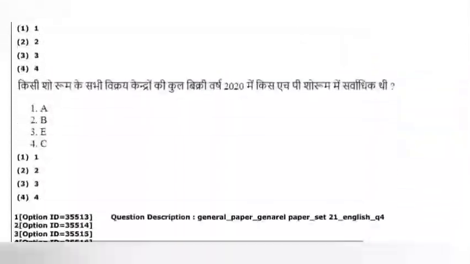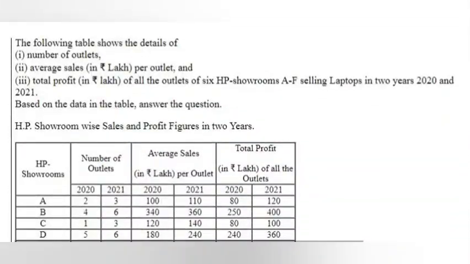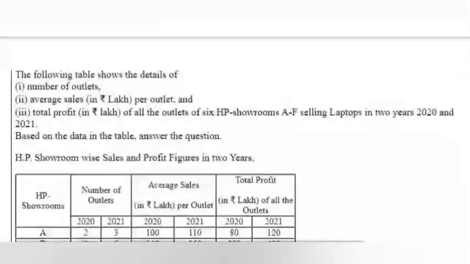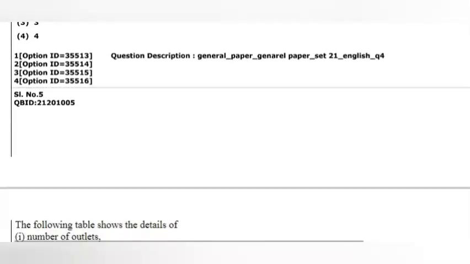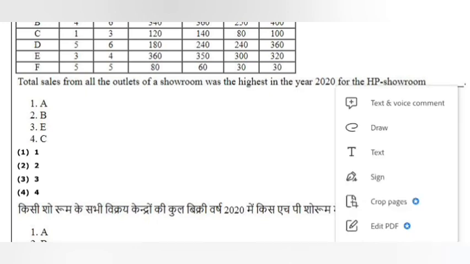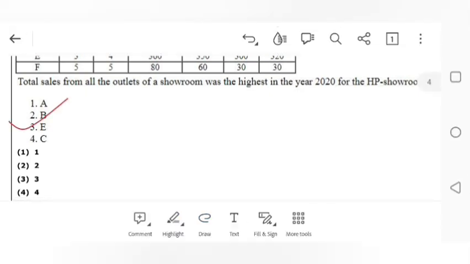Next is, wait, you have to be a little bit patient. Yes, number 4 we have got: the total sales from all the outlets of a showroom was the highest in the year 2020 for the HP showroom dash A, B, E, C, 1 2 3 4. So number B will be correct. That is number 2.